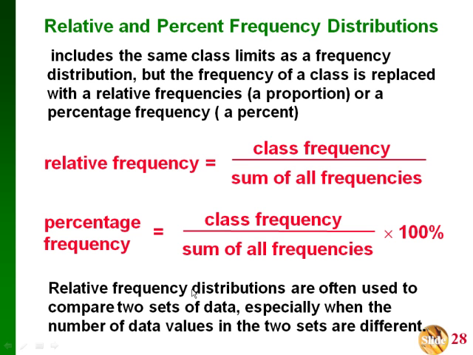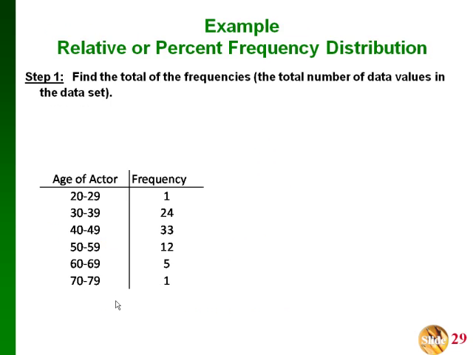Relative frequency distributions are very helpful if you are comparing two sets of data, especially when you've got different numbers of data values in the two sets. So here's an example of getting the relative or the percent frequency distribution. The first step is to find the total of the frequencies. This was our frequency distribution we had before, so we just want to total up those frequencies. That total is going to be 76.